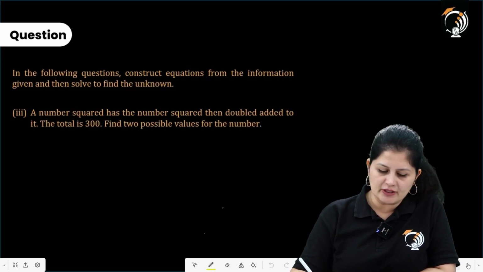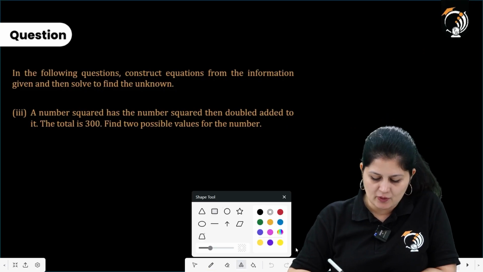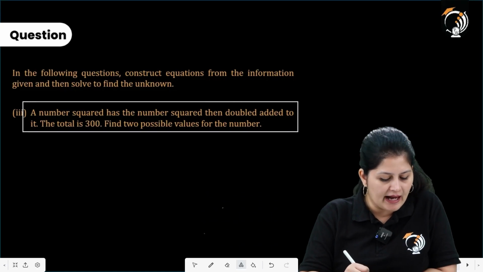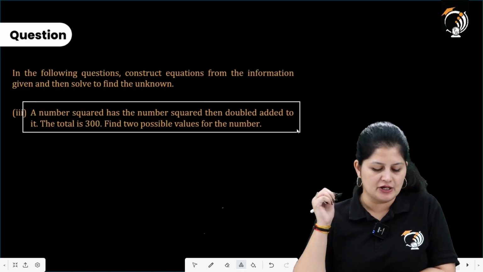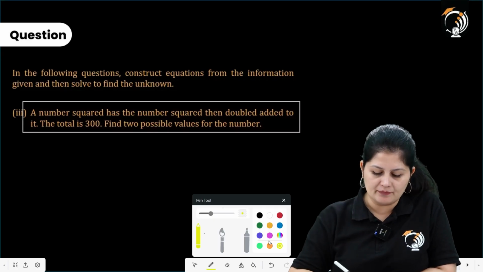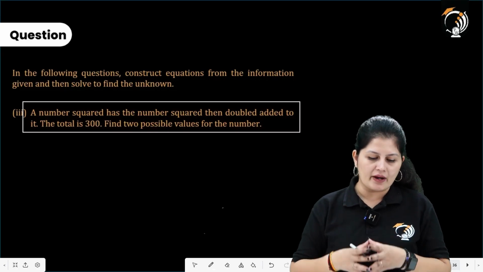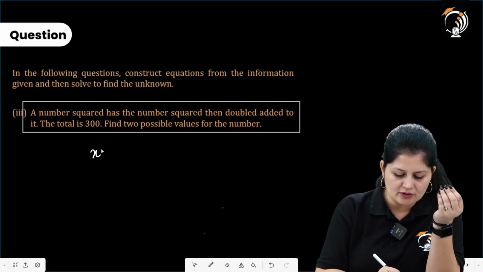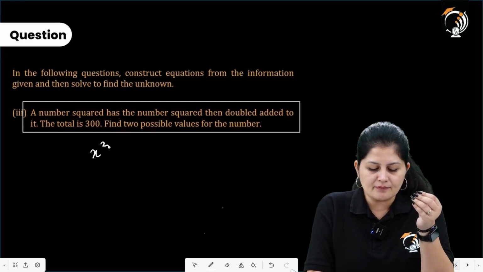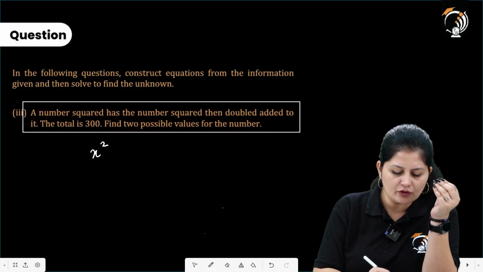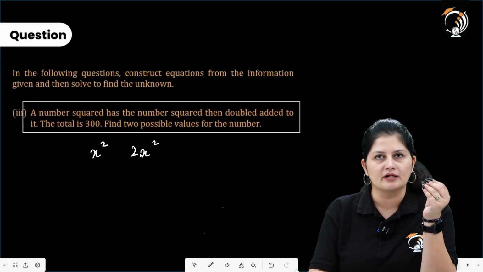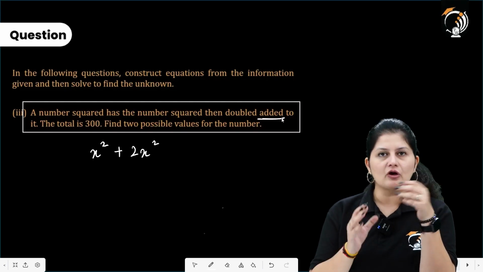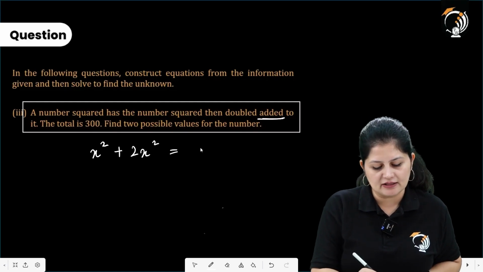Okay, now moving to the next question here, right? This is an interesting question for you. A number squared has the number squared then doubled added to it. The total is 300. Find the two possible values for the number. Now understanding the question: there is a number which is x, so it is squared, and then it has the number squared and doubled added to it. So again we are going to do the square of it and then we are going to do double of it. Now it is added to it, and the total that we are getting here is nothing but 300.